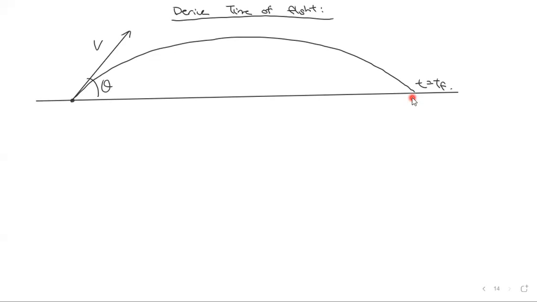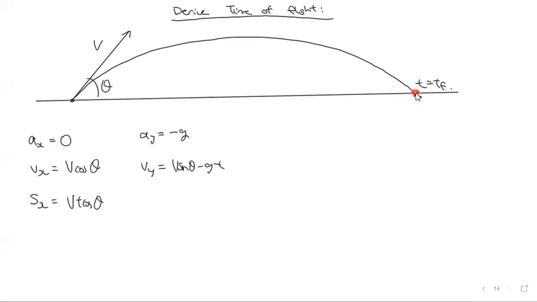I'm not sure. Right. So the way you do these questions, or any question, is you really need to be thinking about what you know about this point. So you have 6 equations. You've got ax is 0. You've got vx equals v cos theta. You've got sx equals vt cos theta. You've got ay equals negative g. You've got vy equals v sine theta minus gt. You've got sy equals vt sine theta minus a half gt squared.